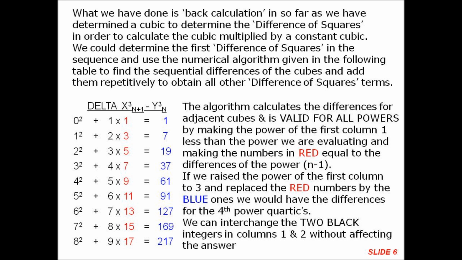The algorithm calculates the differences for adjacent cubes and is valid for all powers by making the power of the first column 1 less than the power we are evaluating and making the numbers in red equal to the differences of the power n minus 1. If we raise the power of the first column to 3 and replace the red numbers by the blue ones, we would have the differences of the fourth power quartics. We can interchange the two black integers in columns 1 and 2 without affecting the answer.